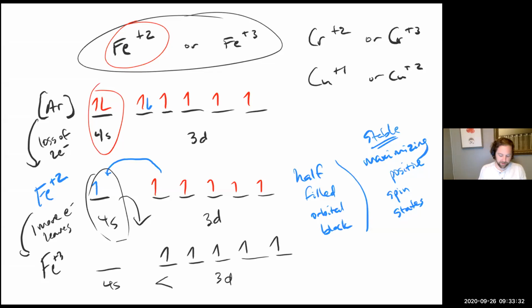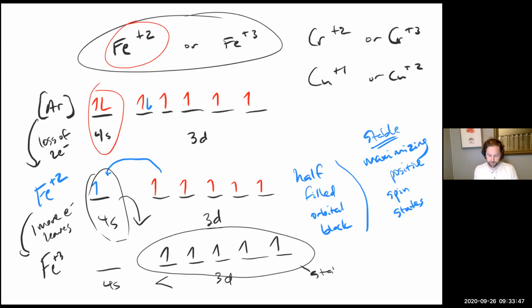So for iron +3, we see that this is a stable ionization for iron because that last 4s electron can leave, and what's remaining is a half-filled 3d orbital, which has an increase in stability. And I could do this for copper as well.